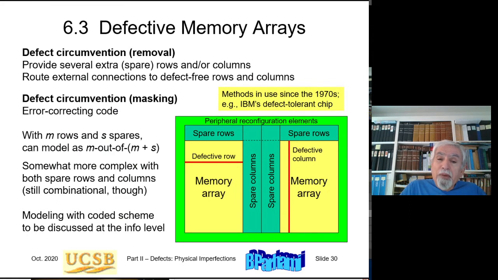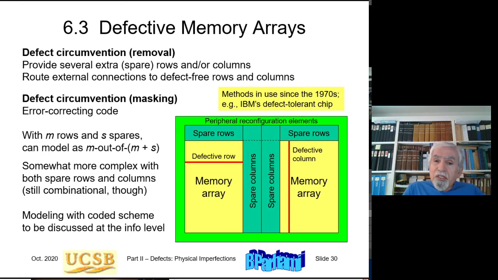Now, for memory arrays, over the years, many different techniques of defect circumvention have been developed. This diagram shows one method where the memory array is supplied with spare rows and often also spare columns. Okay, so let's ignore the spare columns for now. Let's pretend they do not exist.